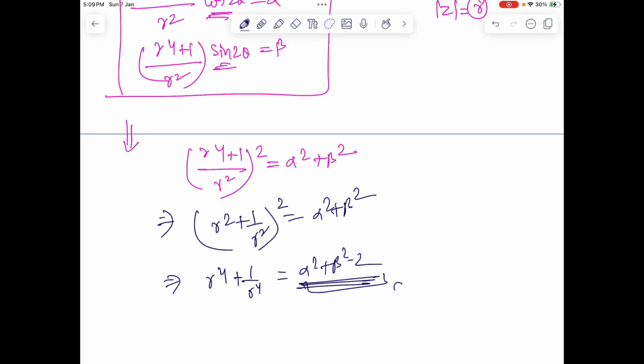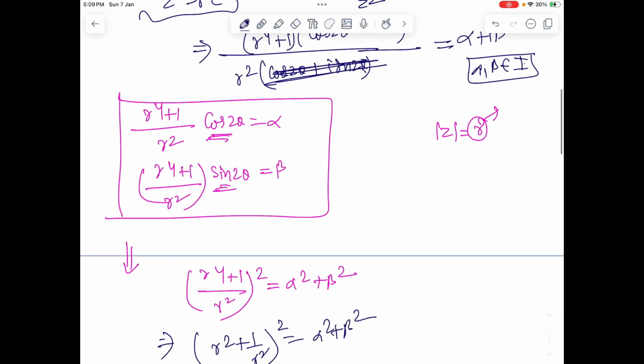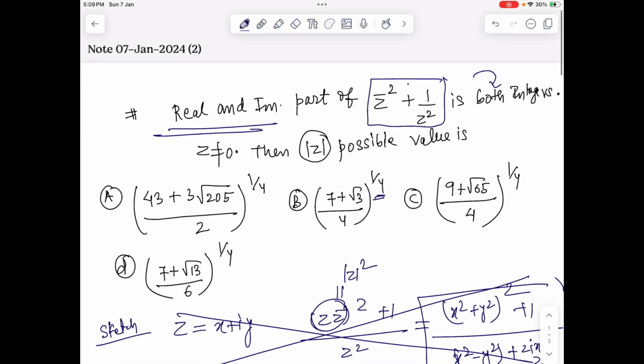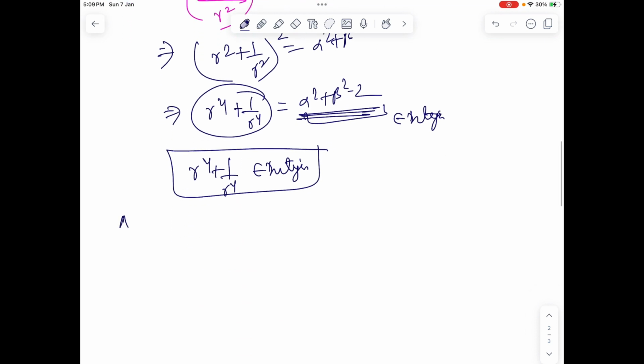Since the RHS is an integer, because alpha and beta are integers, r⁴ + 1/r⁴ is forced to be an integer. Now we are lucky, because we can go through the options one by one, since |z|, which is the r value in the options, is already something to the power 1/4. So r⁴ is going to be a nice number. Let's see for the first option.